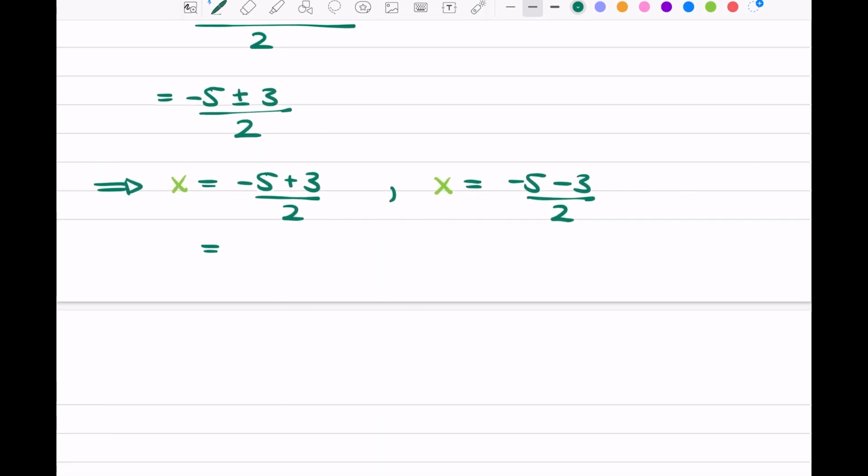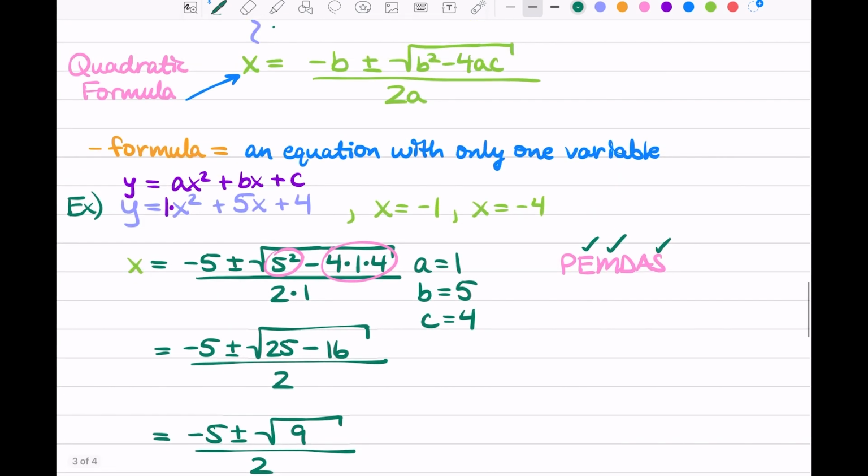On the left side, we have -5 plus 3, which gives us -2. And then we divide that by 2 to get -1. That's our first root. And on the right side, we have -5 minus 3, which gives us -8. And then we divide it by 2 to get -4. Our work here with the quadratic formula shows that the roots are -1 and -4, and that confirms what we found with the factoring method.